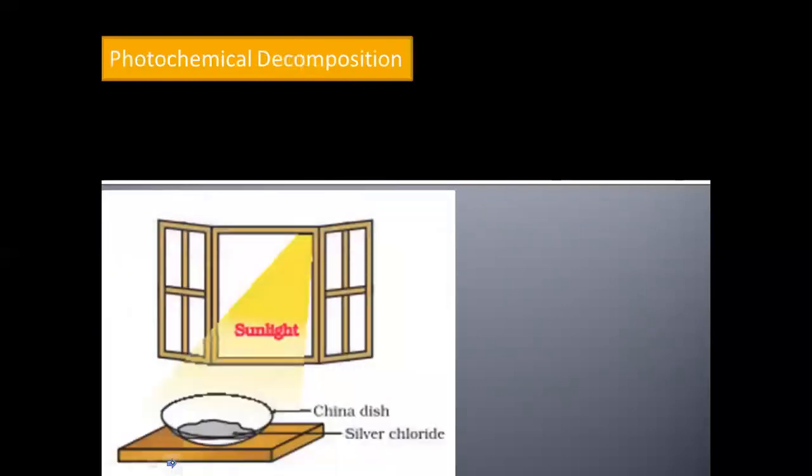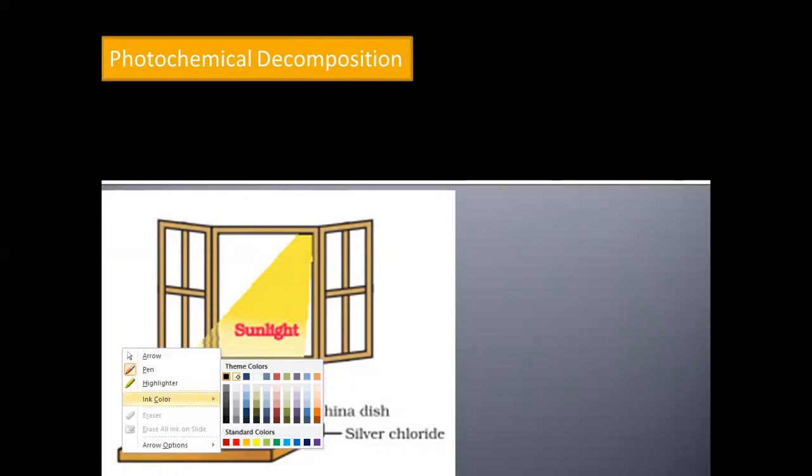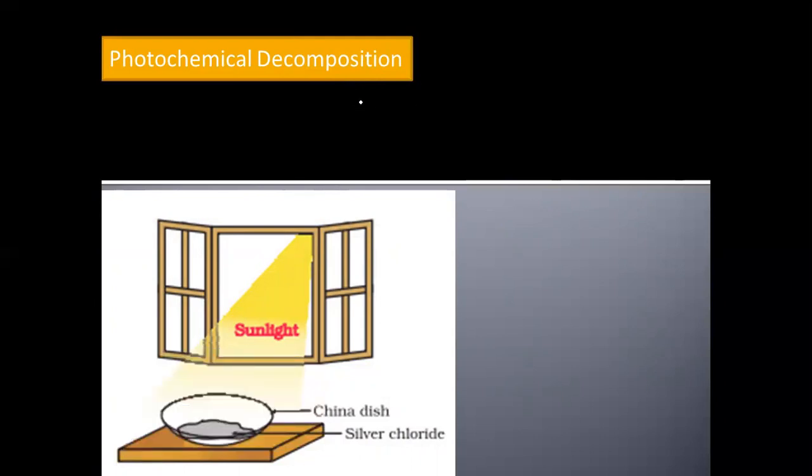Now, the turn is for third category of the reaction, that is photochemical decomposition, also known as photolytic decomposition. What happens here? The cause of decomposition is sunlight. The very good example for such type of reaction is decomposition of silver chloride. Symbol Ag for silver, chlorine, Cl. Decomposition occurs in the presence of sunlight.